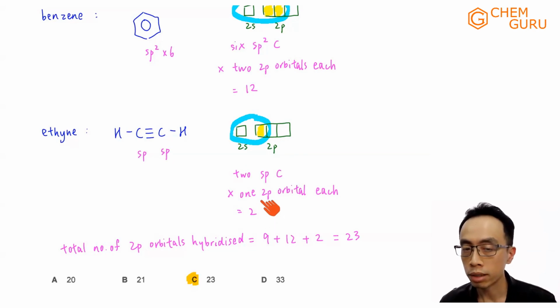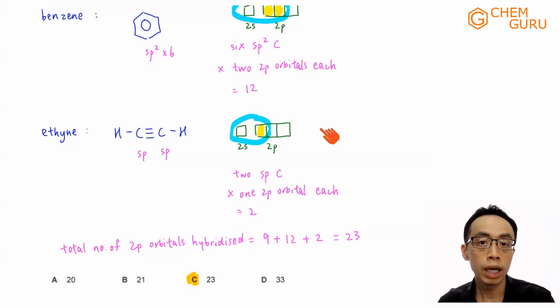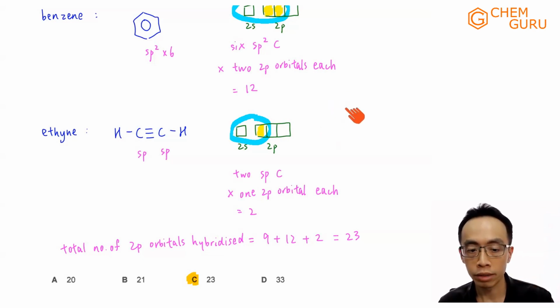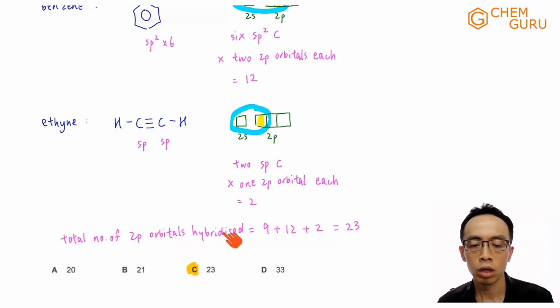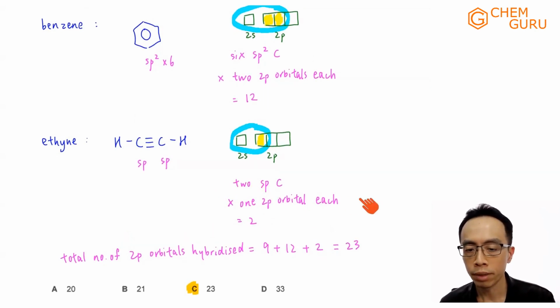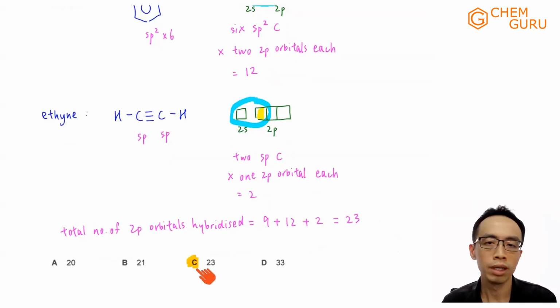So basically, we have worked out for each of these molecules how many 2p orbitals are involved in hybridization. So the total number of 2p orbitals hybridized will be 9 for propane, 12 for benzene, 2 for ethyne, and the total number will be 23. The answer to this question will be C.